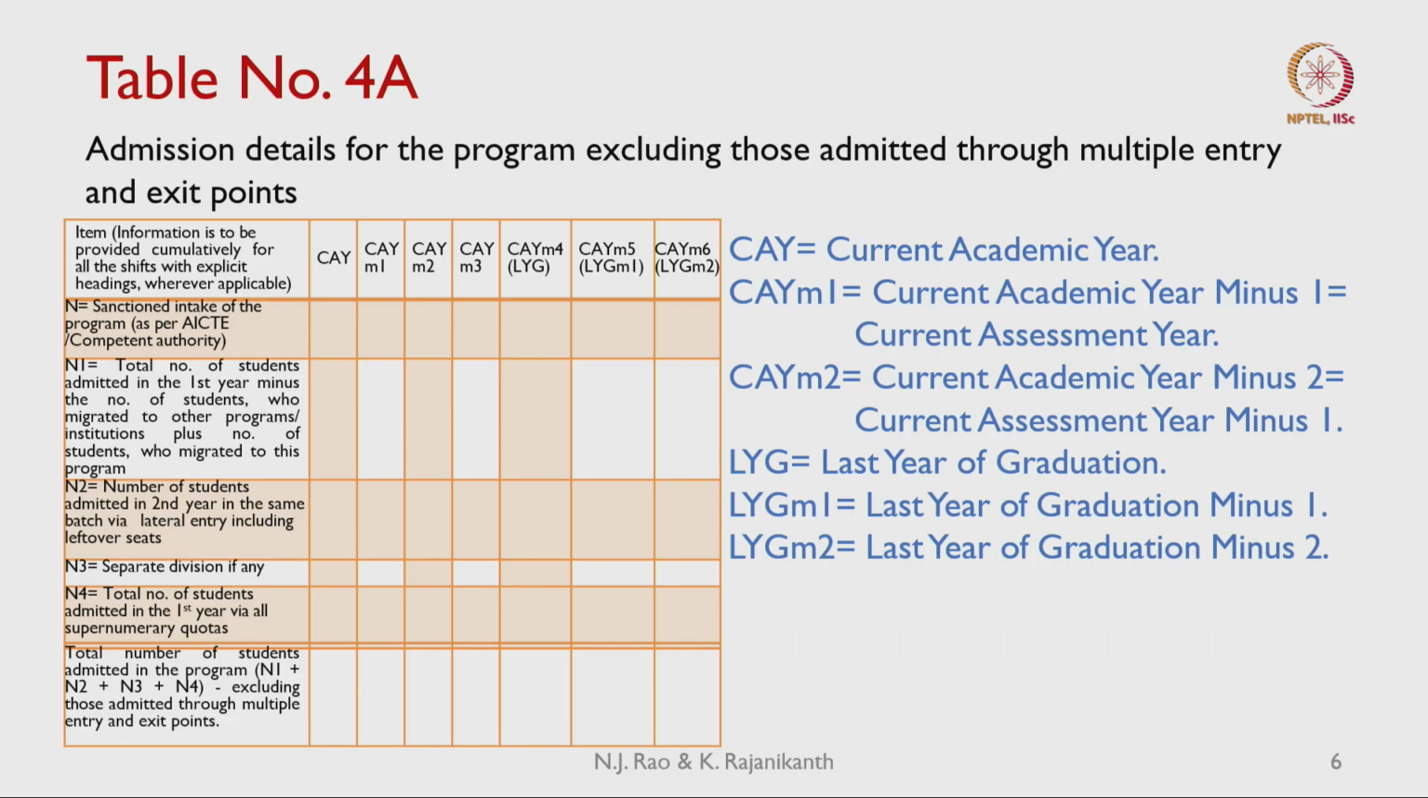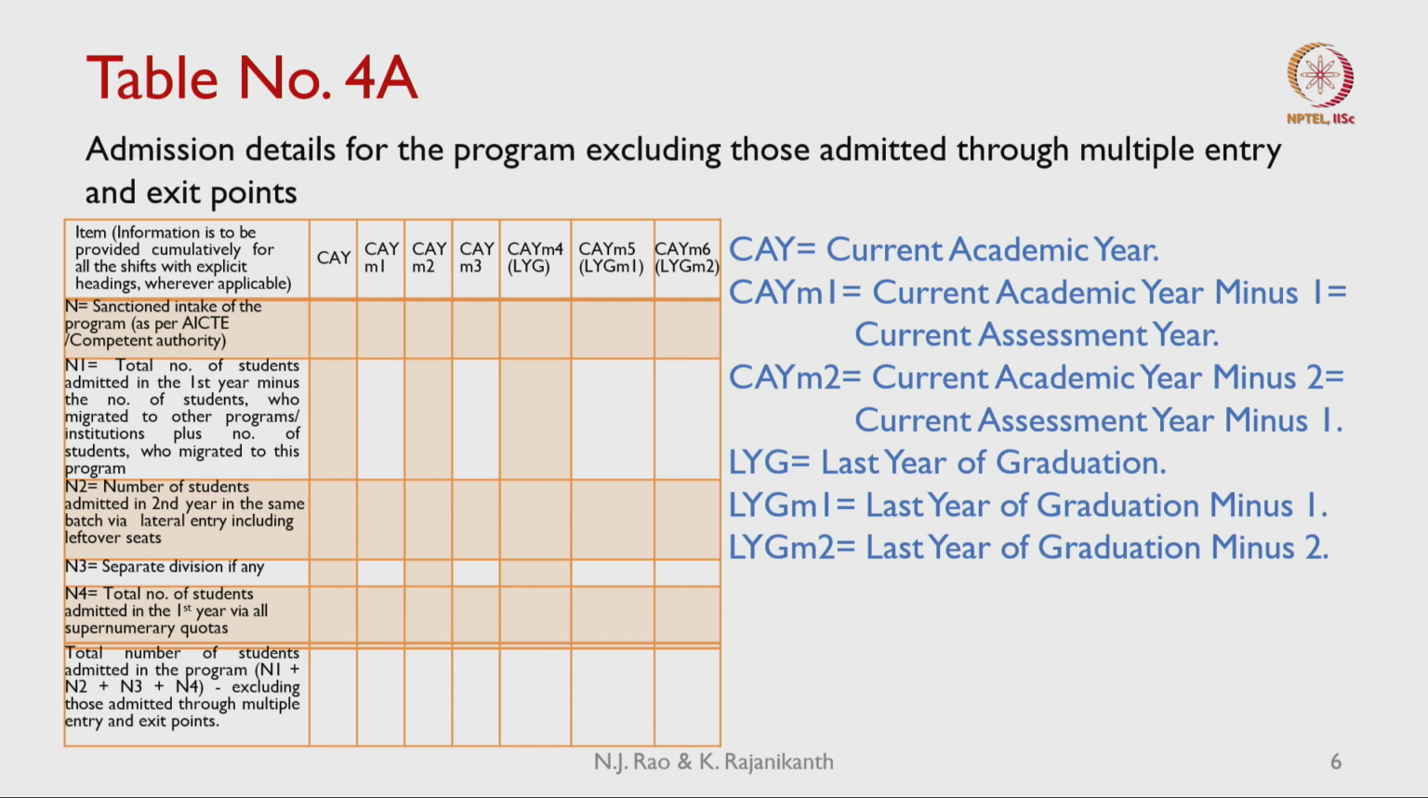So, for the present, let us take the current academic year as CAY, CAY minus 1 is the assessment year, and minus 2, CAY M2 we call, is the current academic year minus 2. Then LYG is last year of graduation, that is the latest batch which has come out, in which year it has come out.